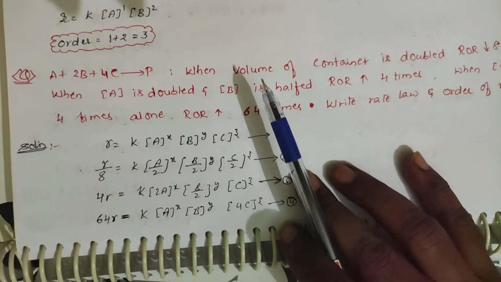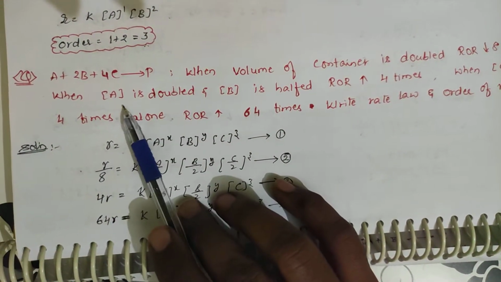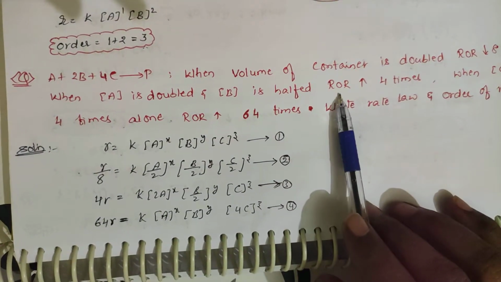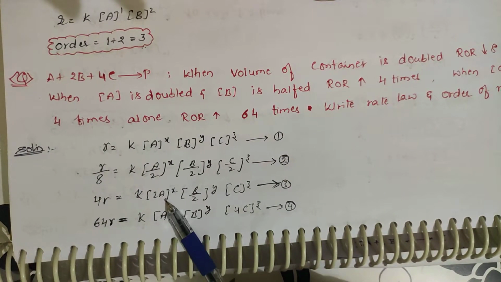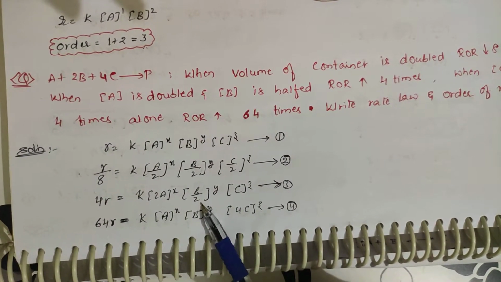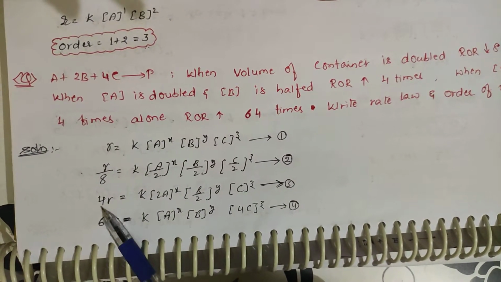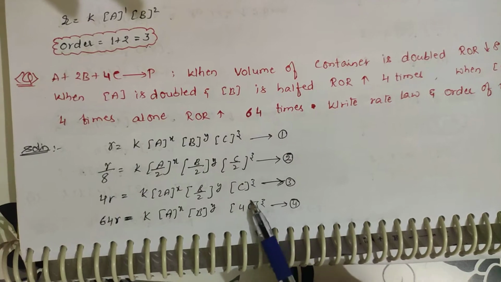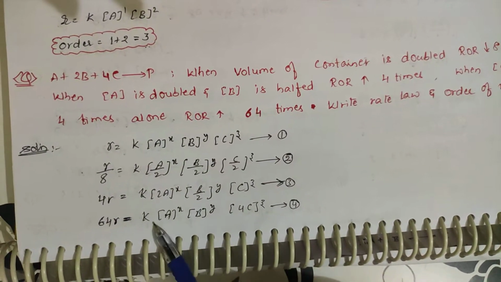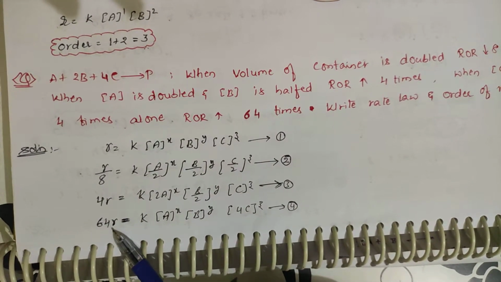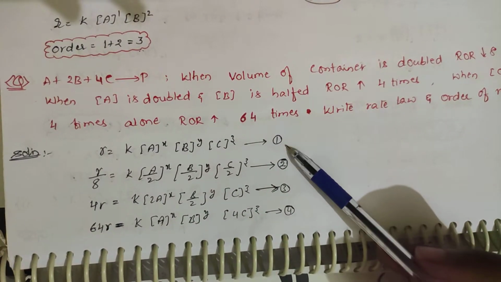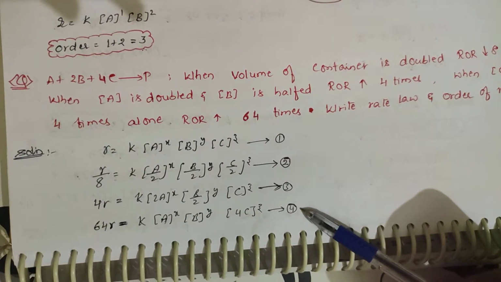Next one. What is it mentioning? When A is doubled and B is halved, B by 2. C is not disturbed, only these two things are done. The rate of the reaction has increased 4 times. When C is increased 4 times and A and B are not disturbed, then the rate of the reaction has become 64 times. So these are the equations 1, 2, 3, 4.